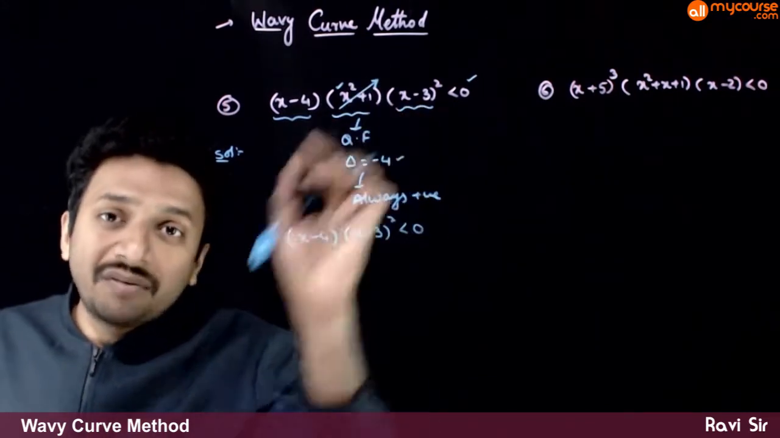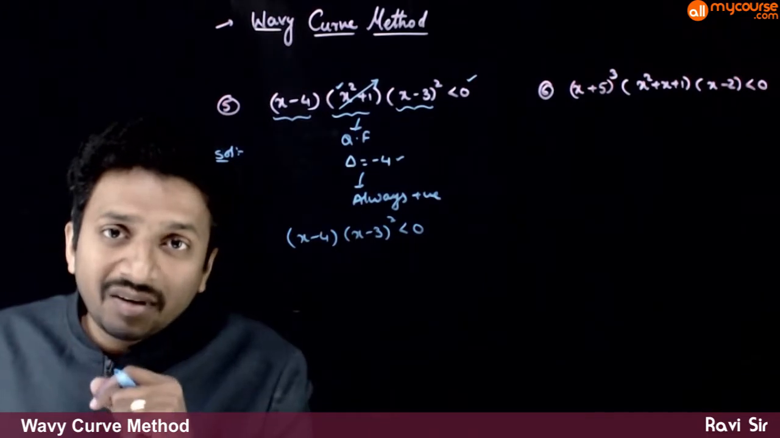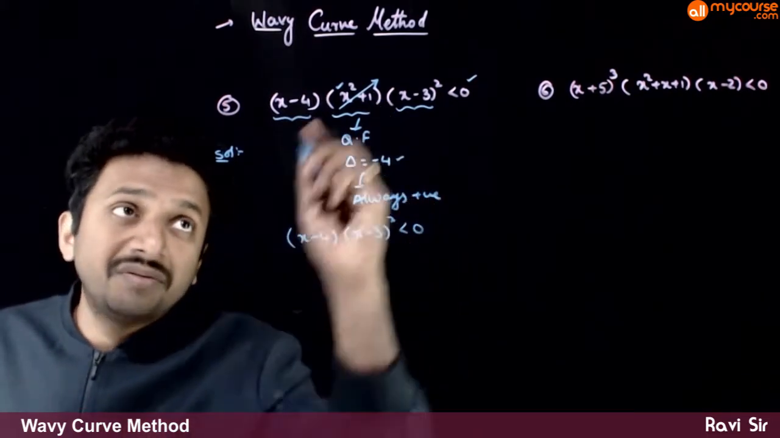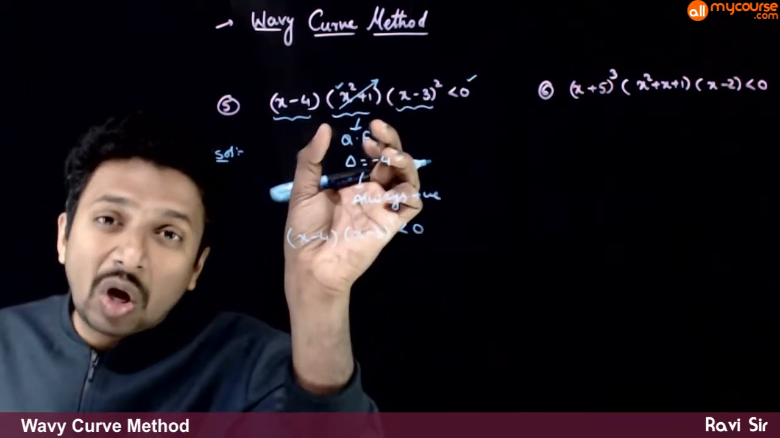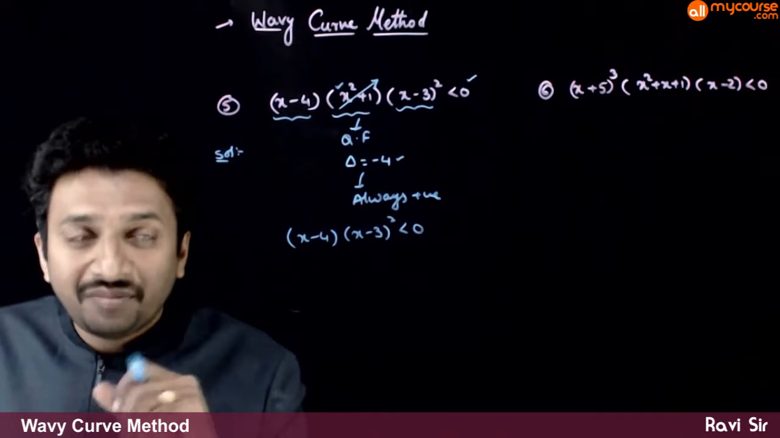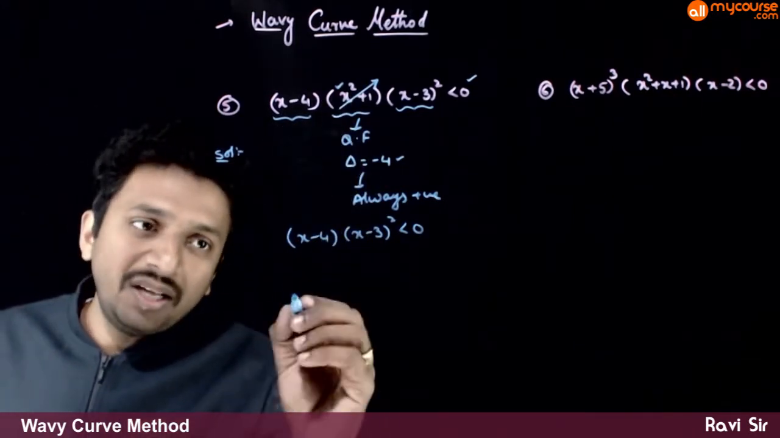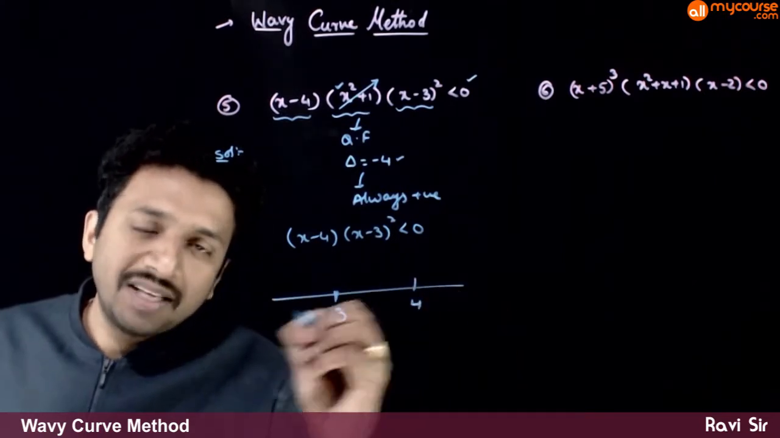Whenever you have quadratic factors, you can try to factorize them, or if the delta is negative and the leading coefficient is positive, the expression is always positive. You can neglect this. So now you have a simple inequality. You have 3 and 4 as the critical points.